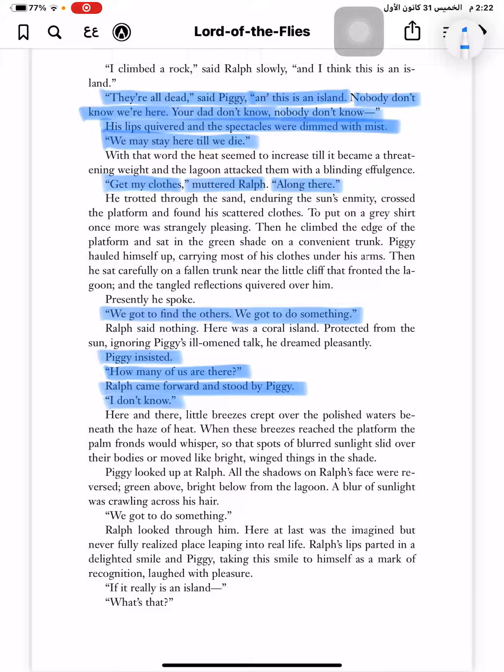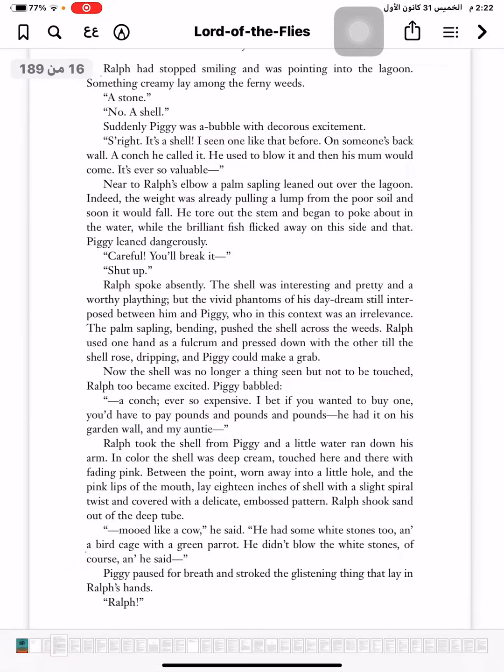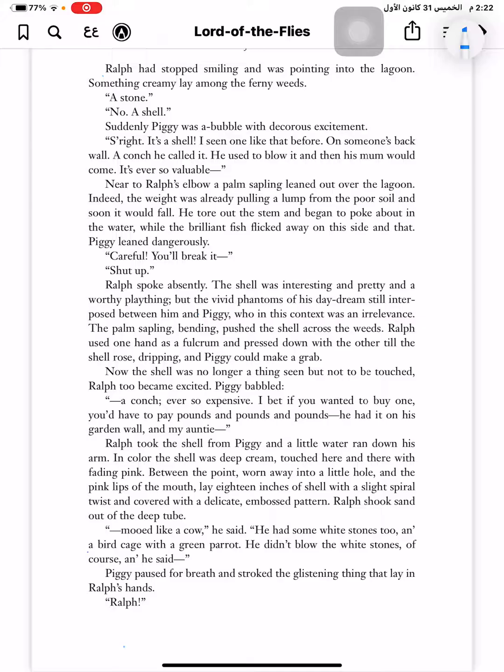After that, a shell is found, and suddenly Piggy was abubble with decorous excitement. This indicates that from the beginning, Piggy realizes the value of the shell, which is later going to be called the conch.